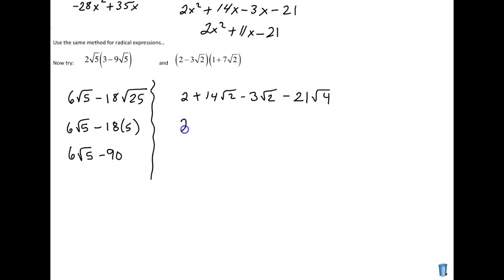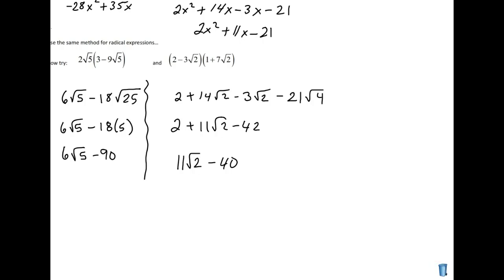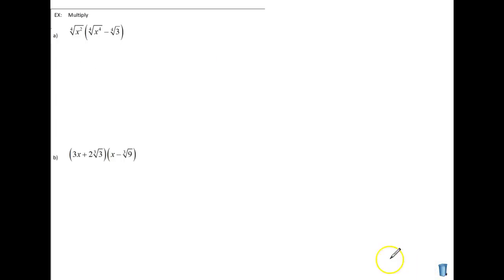When possible, I can simplify and combine like terms, so this becomes plus 11 square root 2, and then minus 21 times the square root of 4. Well, the square root of 4 is 2, so minus 21 times 2, which is 42. So I can write it as 11 square root 2, and then a plus 2 minus 42 is minus 40. Okay? So now let's take a look at a couple more problems and see how these play out.